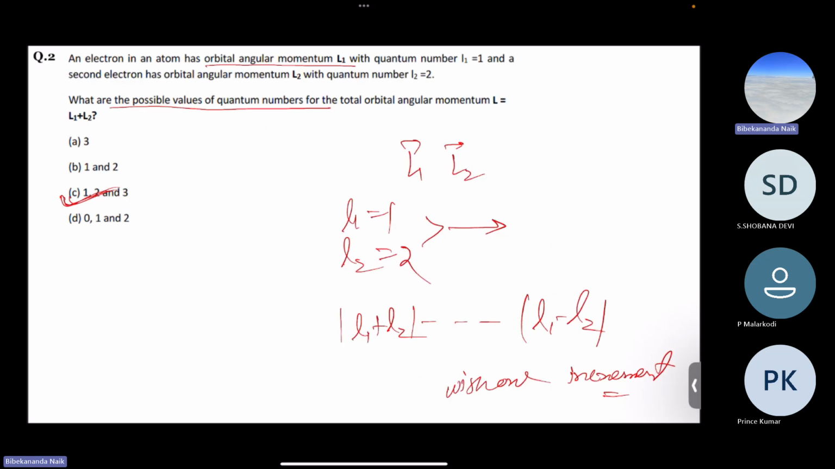Now you see in the question it says L1 and L2 are bold, so here L is also bold. So this L means L vector. L vector has the values 1, 2, and 3. Since we are talking about vector addition, the addition will start from mod of L1 minus L2 and go up to mod of L1 plus L2 with one increment. Now, is this clear to everyone?